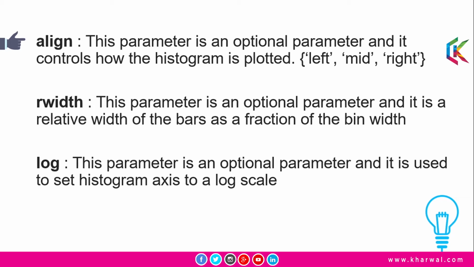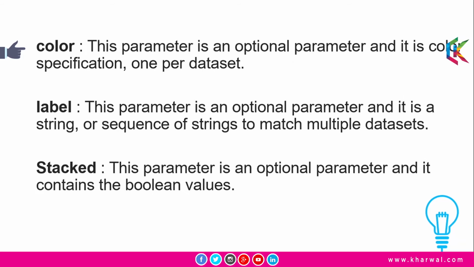The rwidth parameter is also an optional parameter and it is the relative width of the bars as a fraction of the bin width. The log parameter is also optional and it is used to set the histogram axis to a log scale. The color parameter is also optional in the histogram plot and it is a color specification, one per data set. The label parameter is also optional and it is a string or sequence of strings to match multiple datasets. The stacked parameter contains boolean values and it is also an optional parameter.